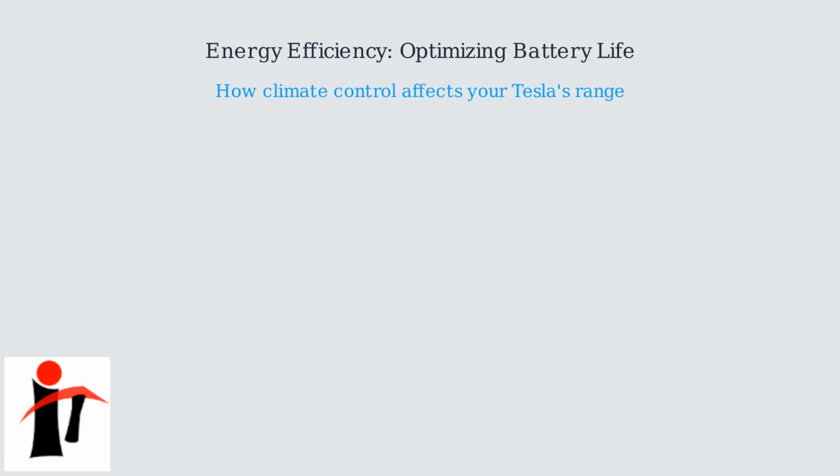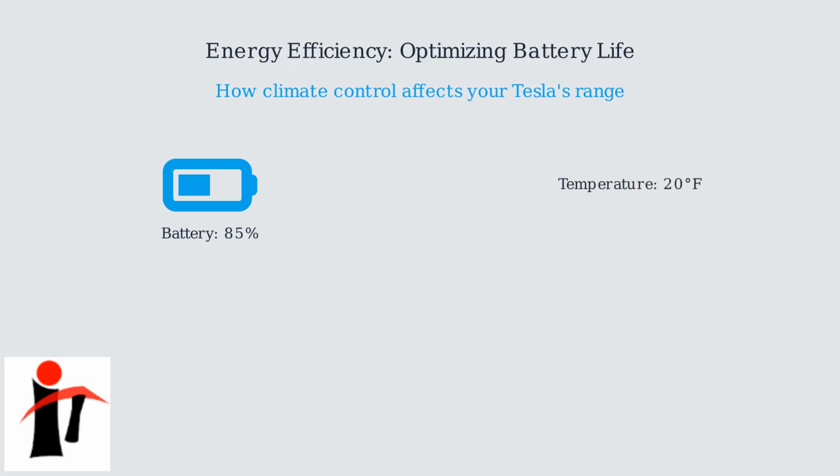Climate control in your Tesla directly impacts battery range by drawing power from the high-voltage battery. Tesla's system is designed for energy conservation, but understanding how to optimize it can significantly extend your driving range. For example, running climate control continuously can reduce battery life. Watch how the battery percentage drops when heating the cabin in cold weather.